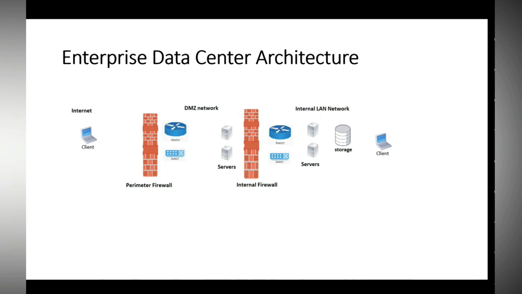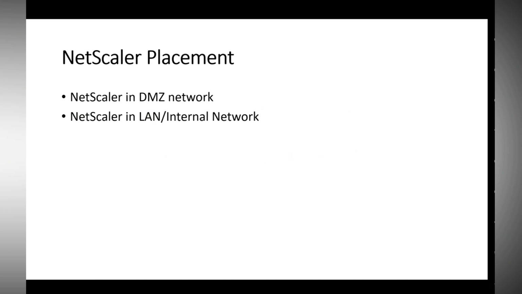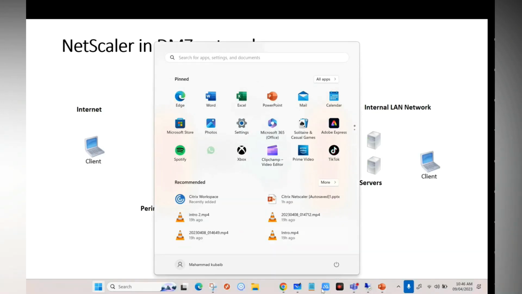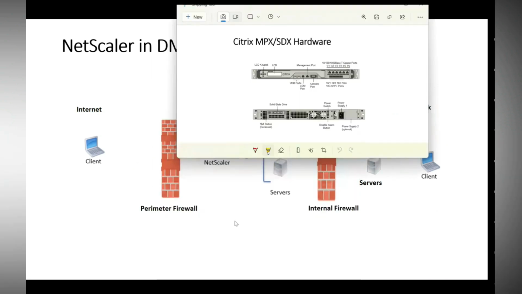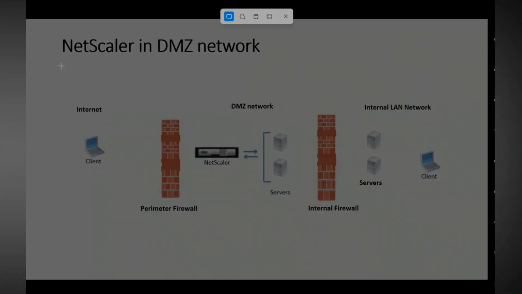This is how most data centers will look. Some data centers may have more complicated architecture, but in general this is the architecture you will find in any data center. So now the question is about NetScaler placement. Where do we keep the NetScaler? Either I should keep the NetScaler in the DMZ or I should keep it in the LAN network. This is a scenario most people may come across. So let me brief you about this.